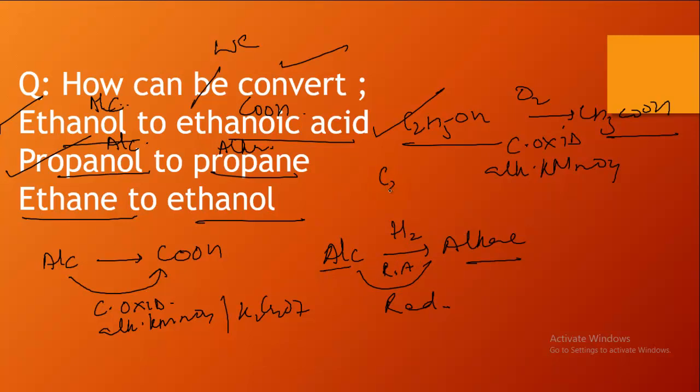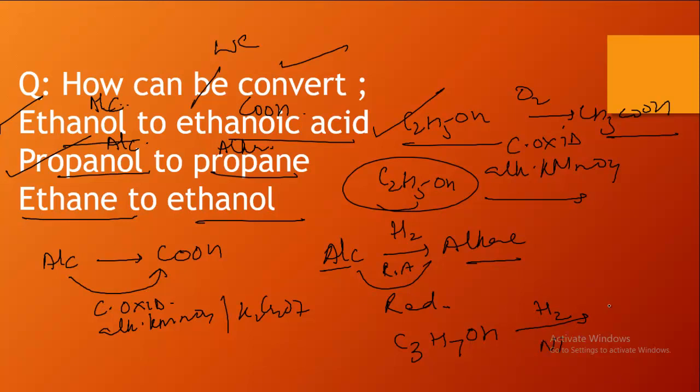So we have been asked for propanol, C3H7OH. We have to reduce it, that is, react it with hydrogen in presence of nickel or any other reducing agent. It will transform into the alkane, that is propane. Propanol will form propane, and along with that we get water. So this is how we convert propanol to propane, or we can say alcohol to alkane.